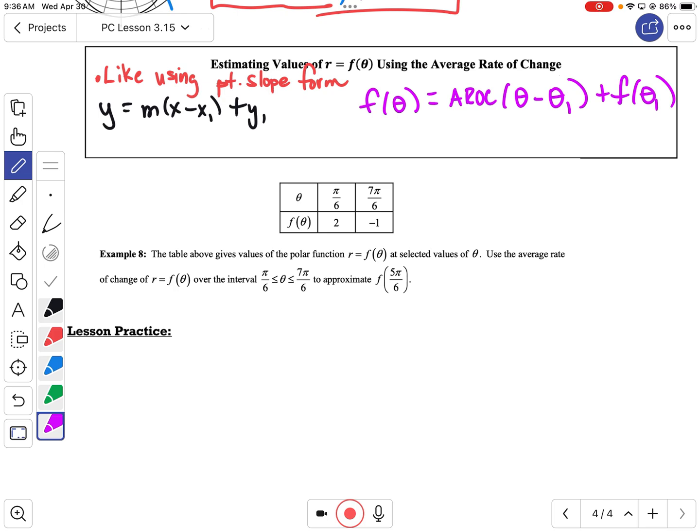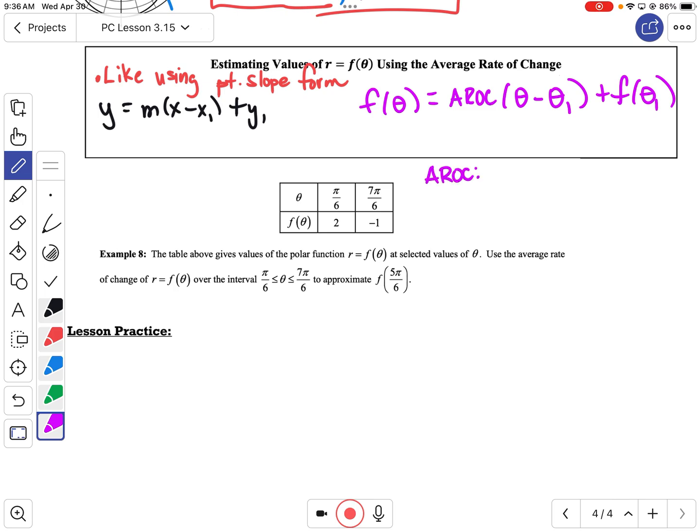Last one, best one. Last new thing I have to show you. Okay, so the table above gives values of the polar function at selected values of theta. Use the average rate of change over the interval from pi over 6 to 7 pi over 6 to approximate f at 5 pi over 6. Okay, so we don't actually have a function to plug it into. So this is where using that point slope form of a line helps me. So the first thing I need is the average rate of change. So let's do that first.